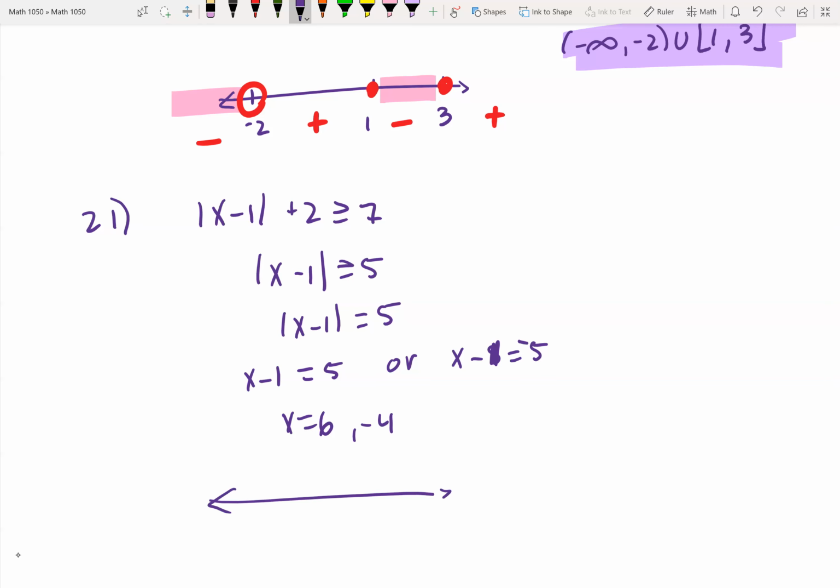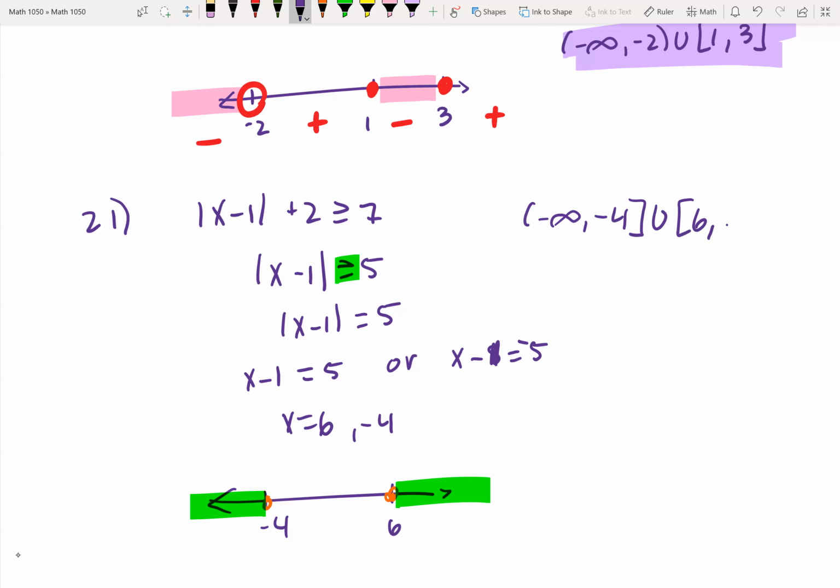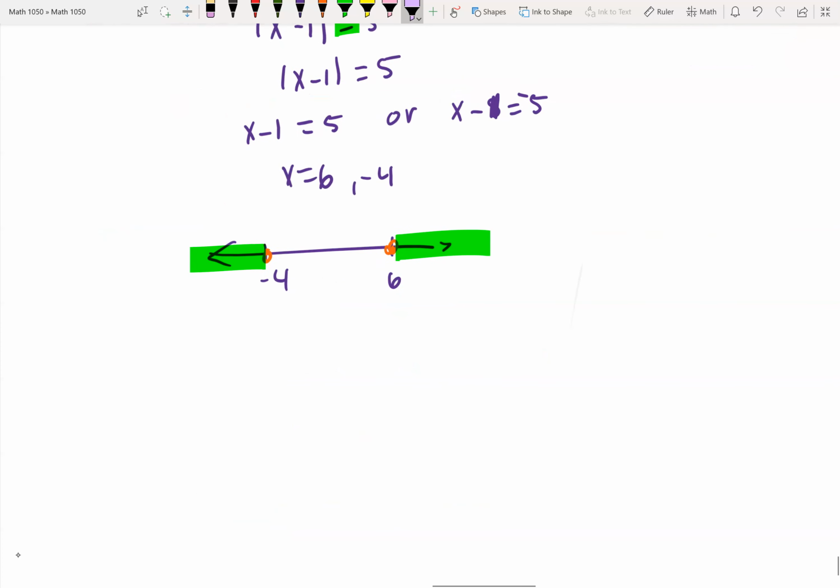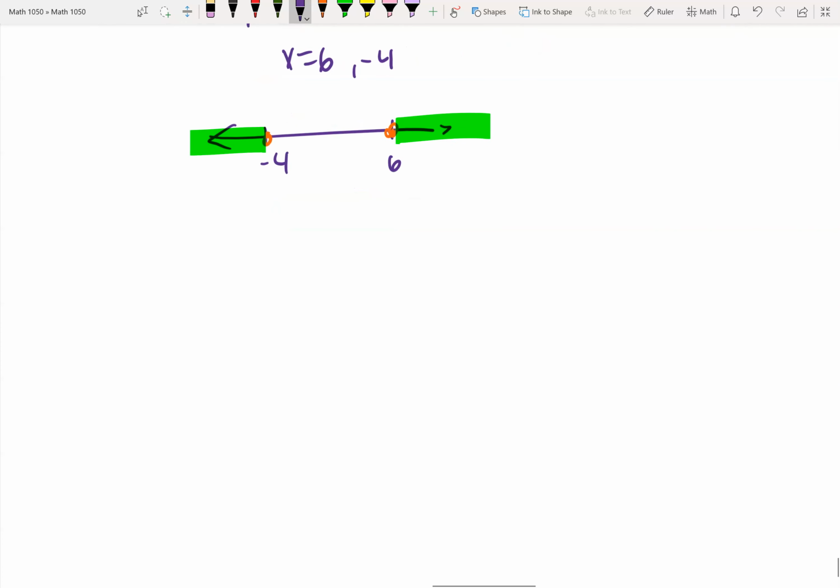Then you go to a number line, negative 4 on the left, 6 on the right. You have an equal sign, so they're going to be closed. If it's an absolute value inequality, you look there. No signs, you just know greater than means outside. So in interval form, it's negative infinity to negative 4 with a bracket, union 6 to infinity. Highlight your answer and you're done. Okay, 22.